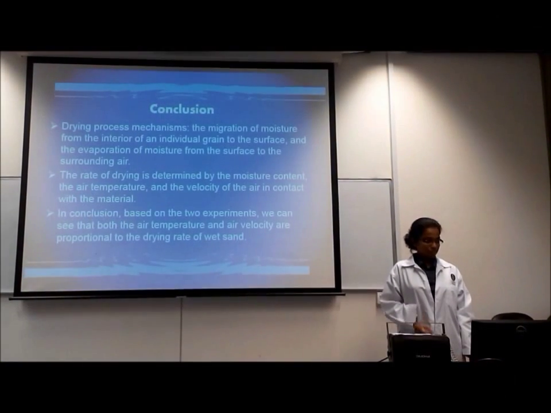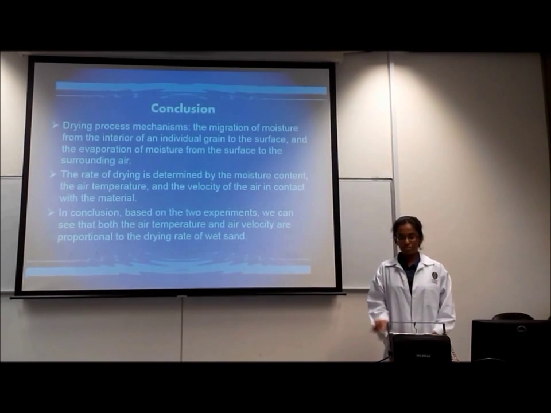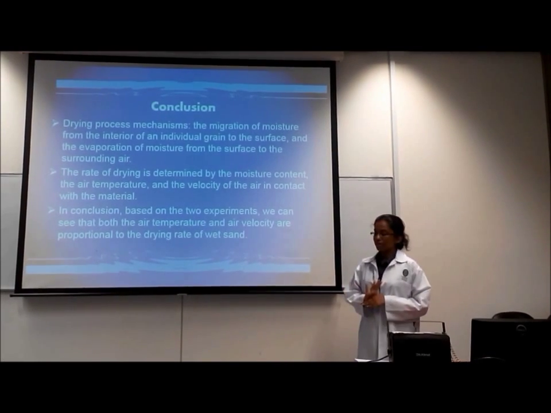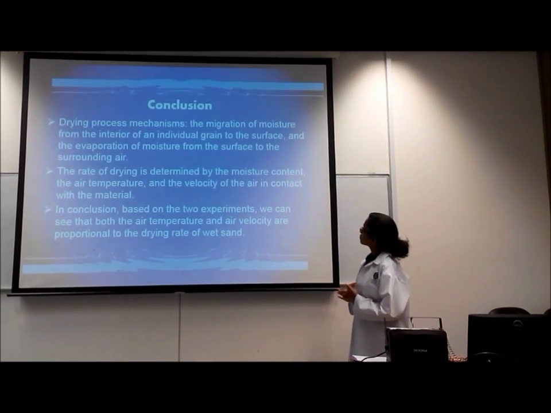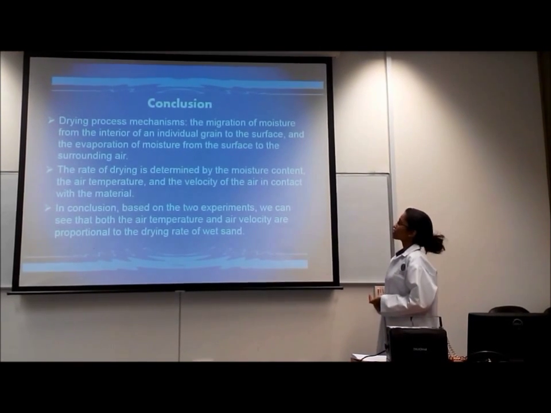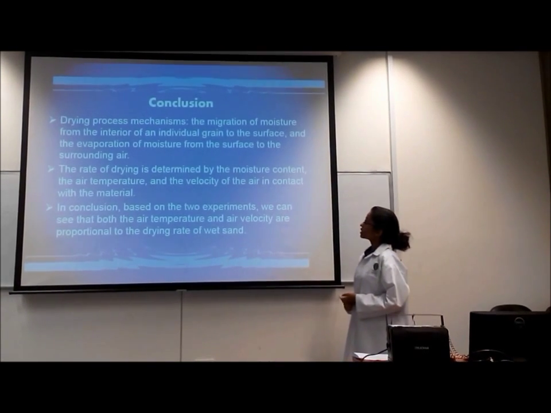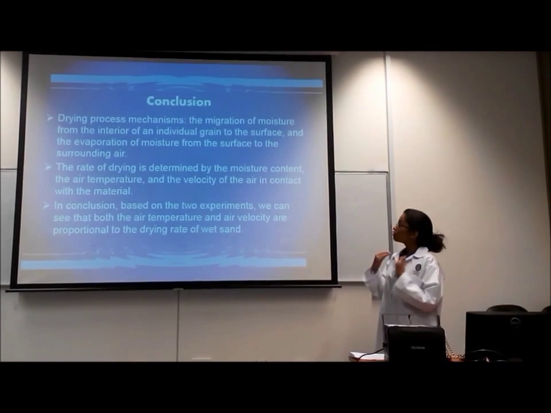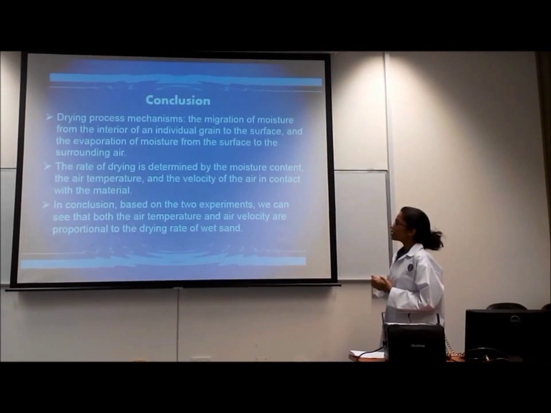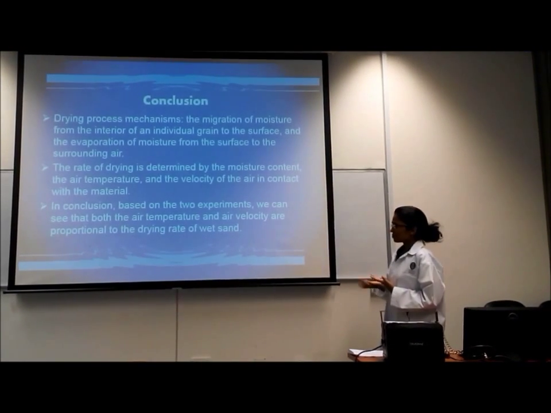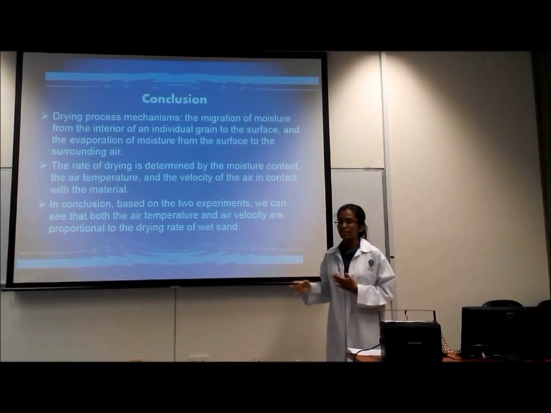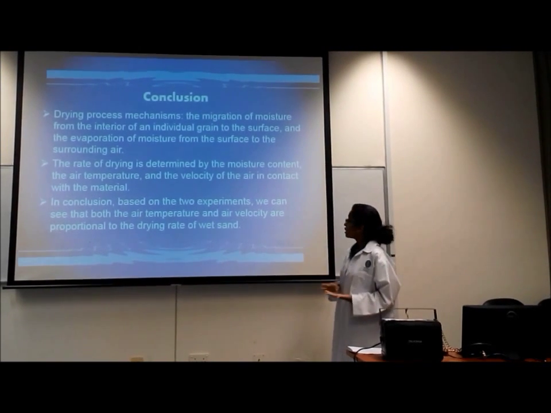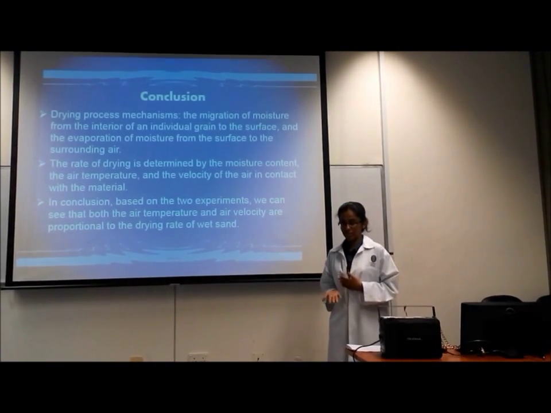Next would be the conclusion. So summing up, in the drying process, two mechanisms are involved. Firstly, the migration of moisture from the interior of an individual grain to the surface, and second, the evaporation of the moisture from the surface to the surrounding air. So from experiment A and experiment B, it is very clear that the rate of drying depends on the air temperature as well as the velocity of air in contact with the material, which is the sand.